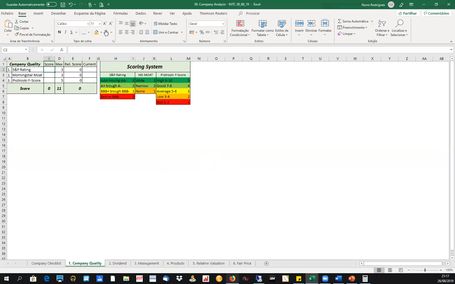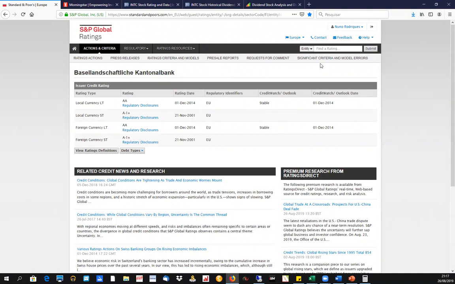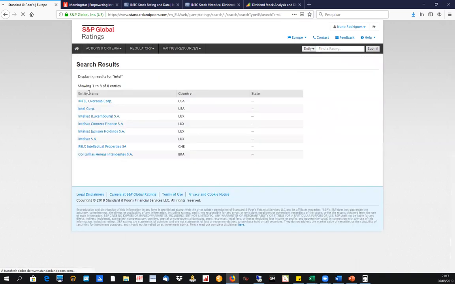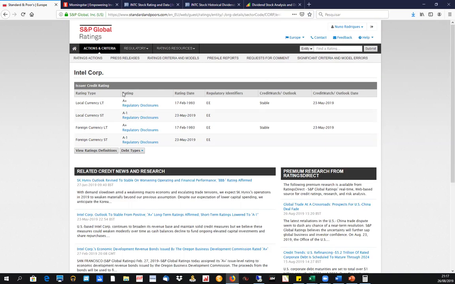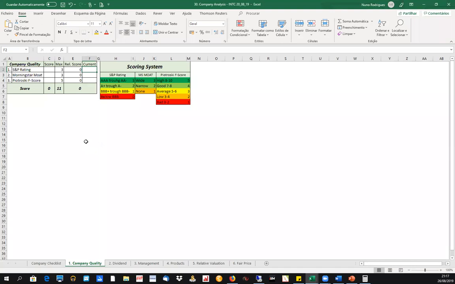For here, we'll use the S&P Global Ratings, and we will be searching for Intel. So let's take a look. If we submit, let's take a look at the current Intel Corporation rating. And we do have A+, all right? So the rating for Intel, stable, A+. So let's use this information. Current rating, it's an A+.